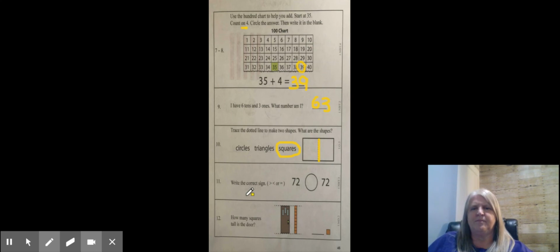Number 11. Write the correct sign. Greater than, less than, or equal to. 72 is blank 72. Is it greater than, less than, or equal to? When the numbers are both the same, they are equal to. 72 is equal to 72.